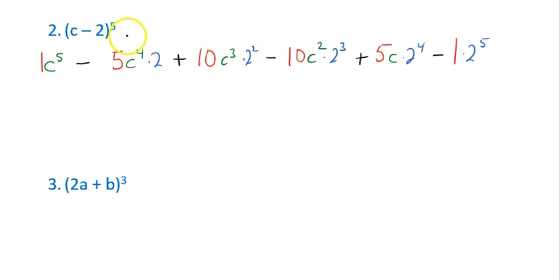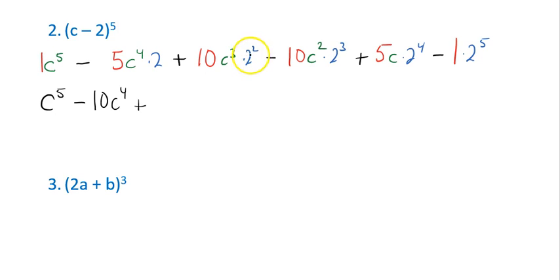Now this one has one more step that we didn't have in the last one, and that is to simplify. And so I'm going to multiply these values of 2 with the coefficients to make the problem look the way that it would if I had multiplied it all the way out by hand. So 1c to the 5th, I would probably just write c to the 5th. Then I'm going to have 5 times the 2, so 10c to the 4th.